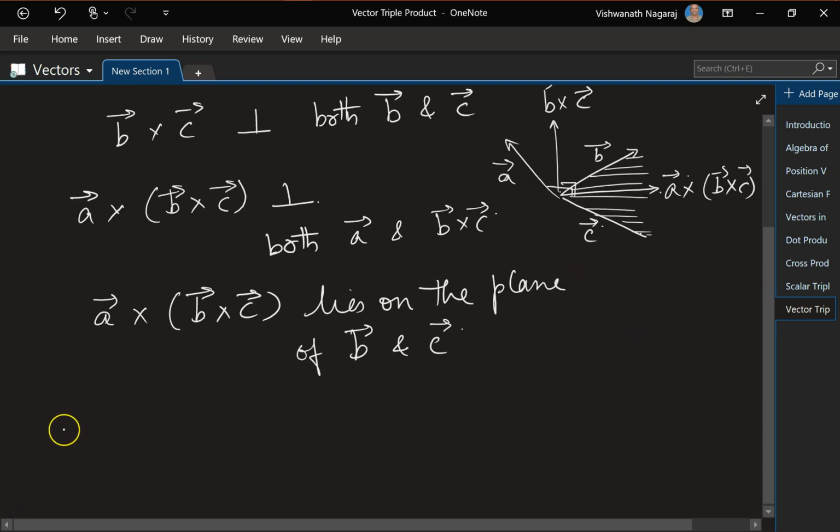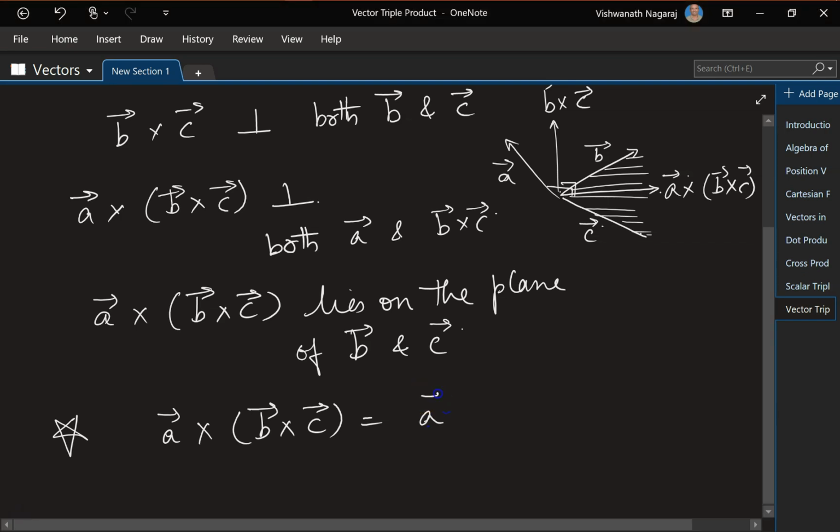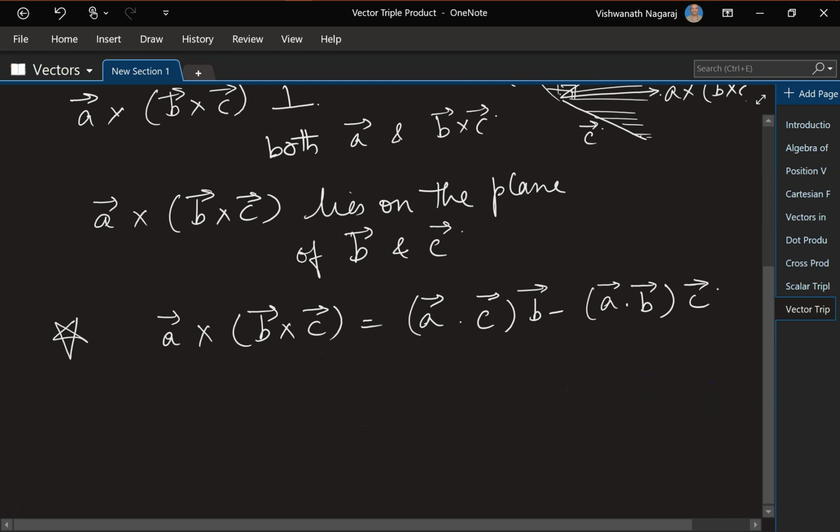Now, one very important equation is vector A cross vector B cross vector C is equal to vector A dot C times B minus A dot B times C. Now let's see how we can prove this. With this equation, we can simplify the calculation of vector triple product and convert this into dot products.